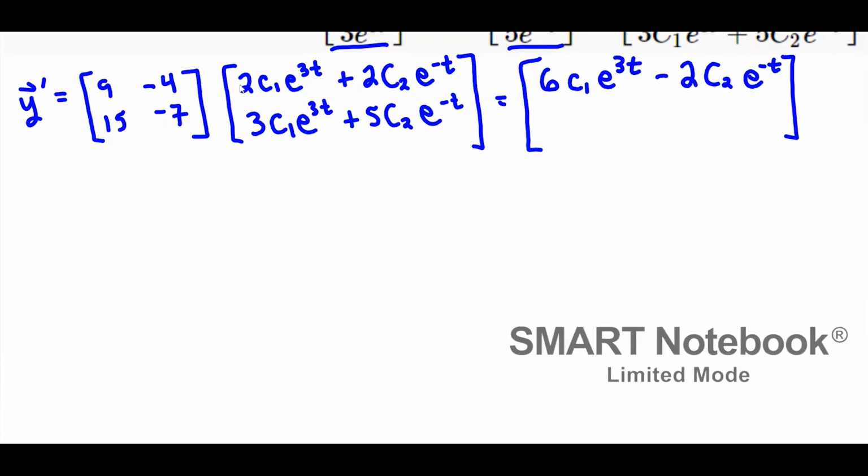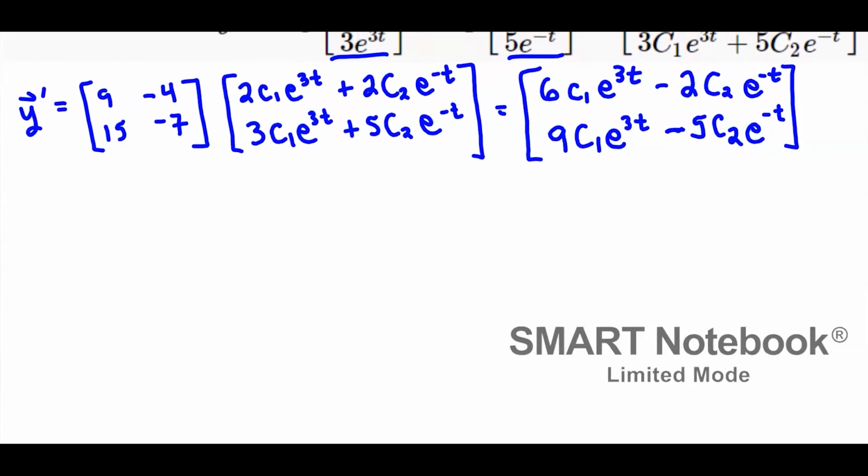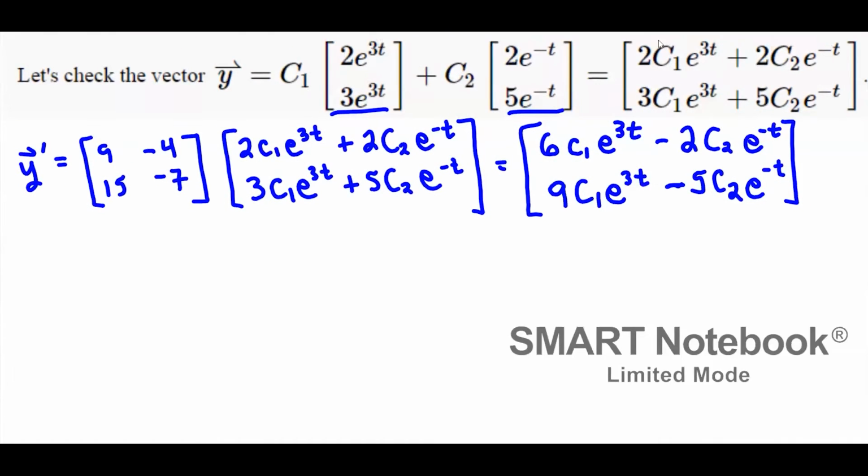15 times 2 is 30. Minus 7 times 3 is 9. So this is 9 C1 e to the 3t. 15 times 2 minus 7 times 5, that's 30 minus 35, that'd be minus 5 C2 e to the -t. And we're just going to check and see, is that the derivative of what we started with?